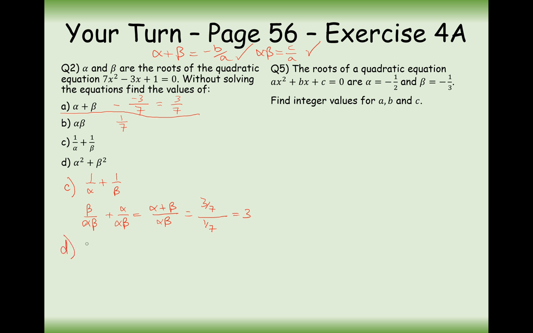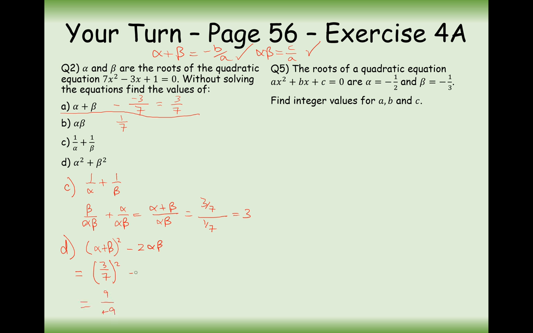For d here, for alpha squared plus beta squared, remember the little trick for this one is to do alpha plus beta squared, take away 2 alpha beta. Why do we rearrange it like this? Well, we've got a formula to work out what alpha plus beta is, and we've got a formula to work out what alpha beta is, so it's really handy to have it in this form. What we need to do now is just do 3 over 7 squared. So that's going to be 9 over 49.